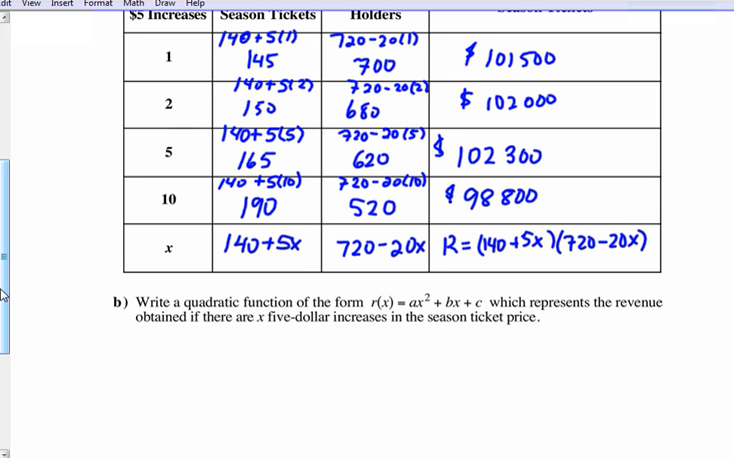Okay, so write the quadratic function in the form ax squared plus bx plus c. So what do we have to do that? Our revenue is foil it. Okay, why don't you foil this? Go ahead and ruin it.